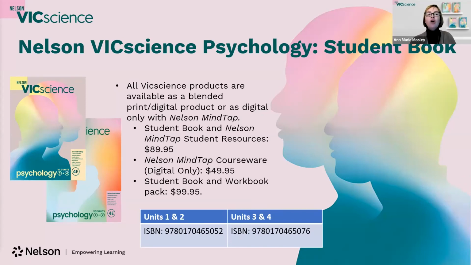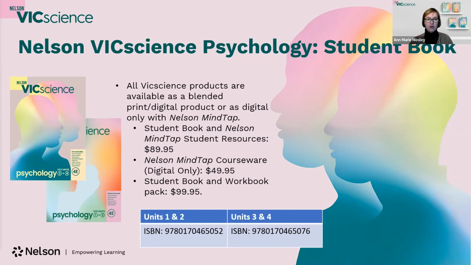This resource is available to you at $28.95. We've got Nelson VICscience Psychology student books. So the student VICscience products are available as blended print and digital products, or as digital only with Nelson Mindtap. There are a few different options open to you depending on the needs of your learners. So the student book and the Nelson Mindtap student resources are $89.95. The digital only is $49.95. And the student book and the workbook pack is $99.95. And that represents a saving of $22.95.